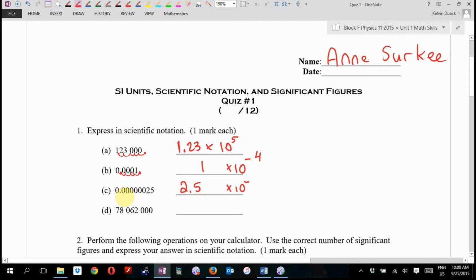.5. I'm going to move the decimal from there to there. 1, 2, 3, 4, 5, 6 zeros, and I count the 2, 7. 2.5 times 10 to the -7. Again, half mark for the 2.5 and a half mark for the times 10 to the -7. Next, 7.8062 times 10 to the 1, 2, 3, 4, 5, 6. Oh, also to the 7, but positive 7.